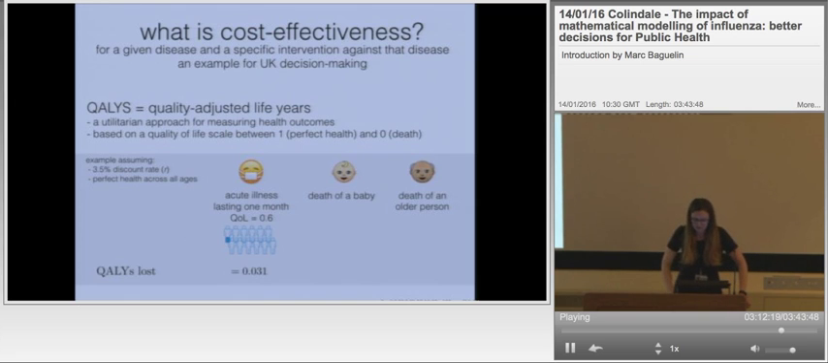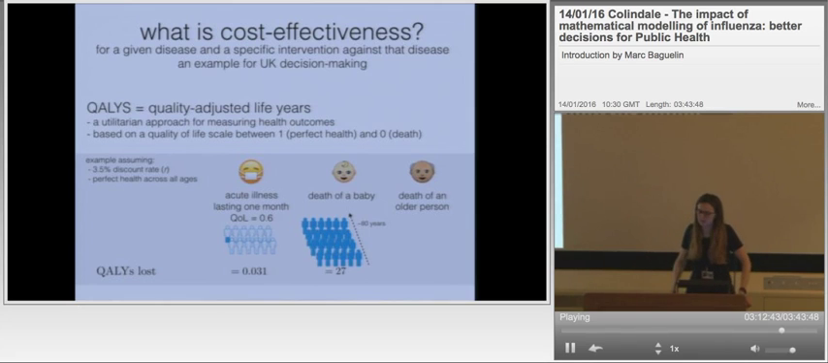So in the first case, where you have an acute illness, you're going to lose 0.4 quality of life for 1 month. And so if each of these people is a unit of a month, then over the course of a year, you've lost 0.31 QALYs. So you can do the same thing if you want to look at the QALYs lost for the death of an infant.